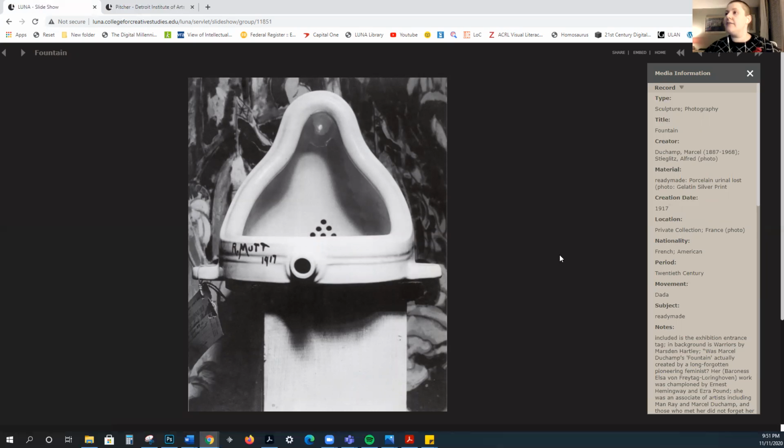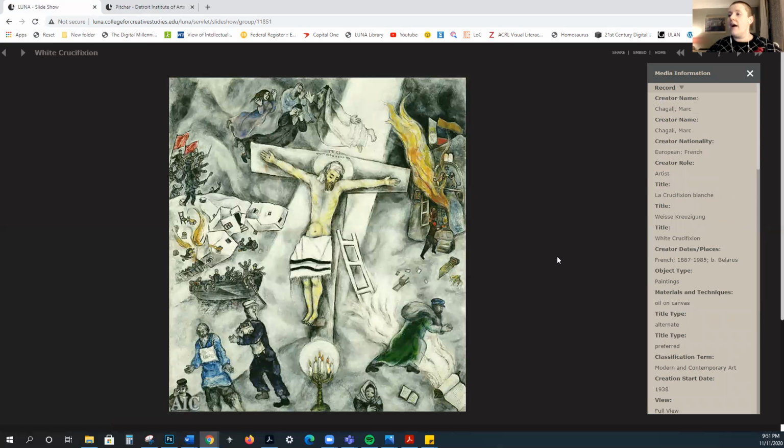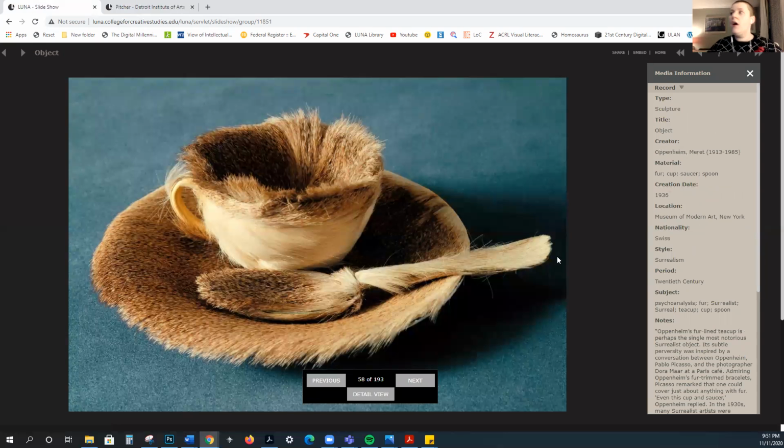So all of these things help lead to Surrealism. These are some precursors to Surrealism. But here's a great piece. This is by Meret Oppenheim, and this is called Object.